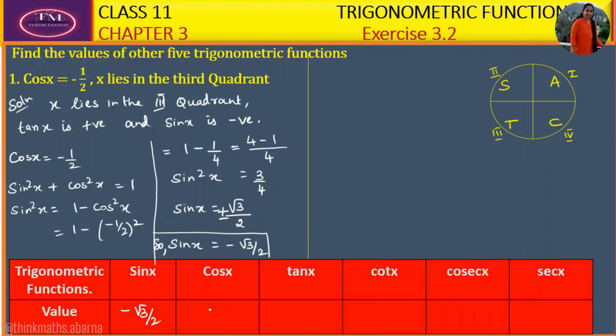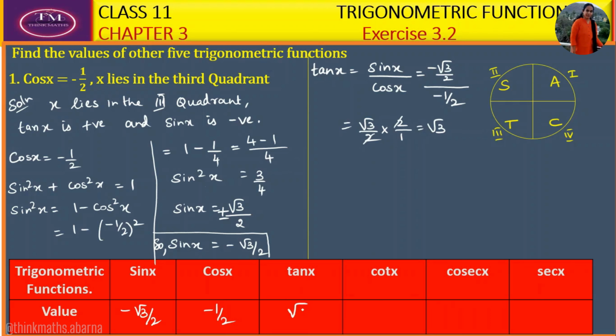Cos x is given, which is minus 1 by 2. Now we have to find tan x. What is tan x? It is sin x by cos x. Sin x is minus root 3 by 2, divided by cos x, which is minus 1 by 2. Both the negatives get cancelled. Root 3 by 2, and 1 by 2 taken to the numerator becomes 2 by 1. So 2 gets cancelled, and it is root 3. So tan x is root 3.